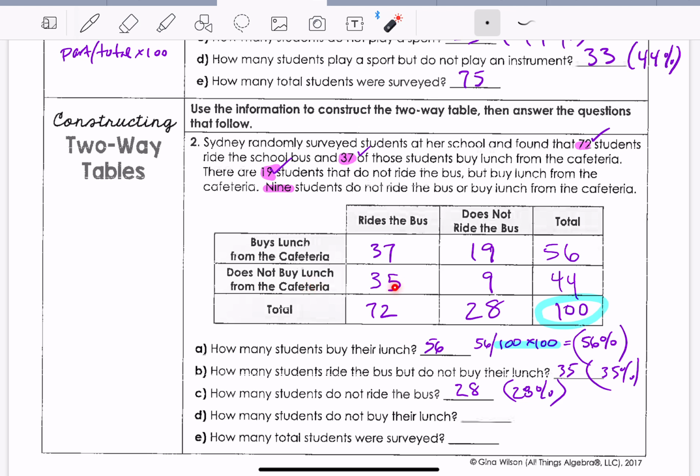So if I look at this, it doesn't matter whether they ride the bus or not. I'm just looking at this total, so it's going to be 44. And that's 44%. And E, how many students were surveyed? Well, 100, right? They tell us that. We know that because it's right here, the total. So that is having to read and construct, but then answer the same kinds of questions as the first question.